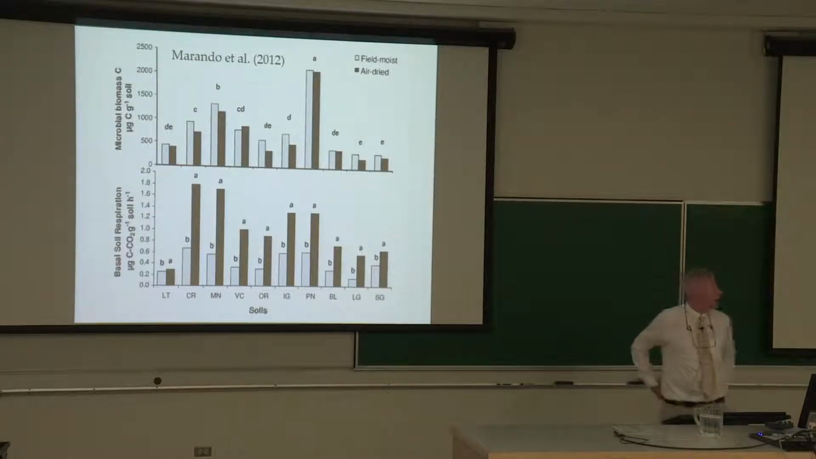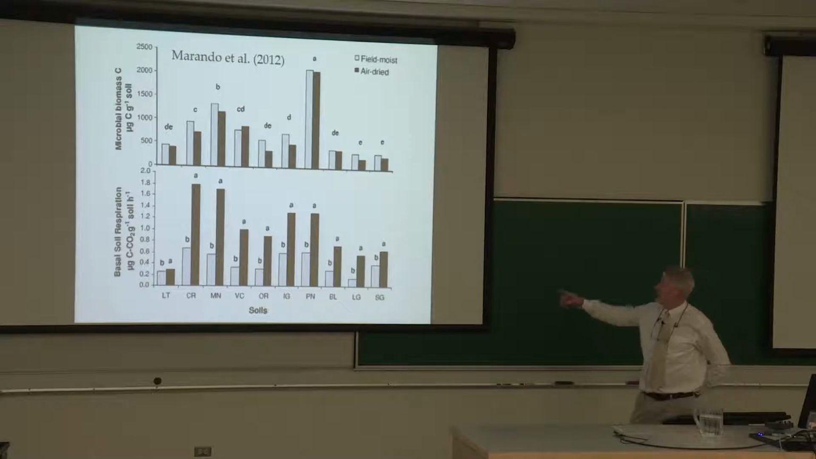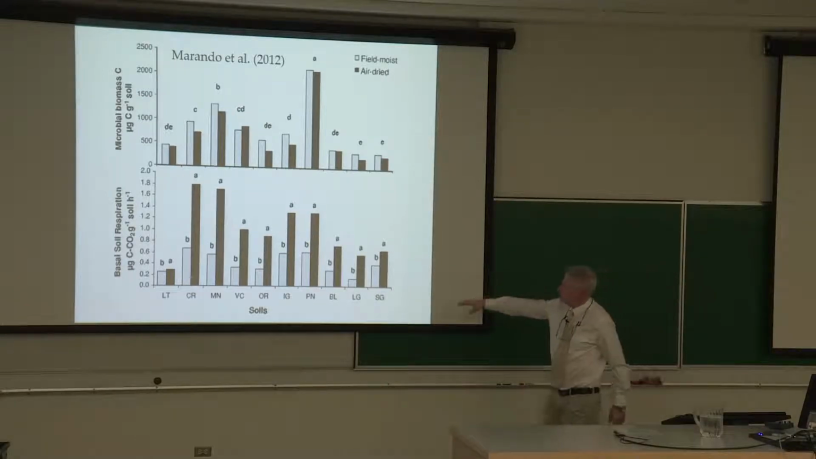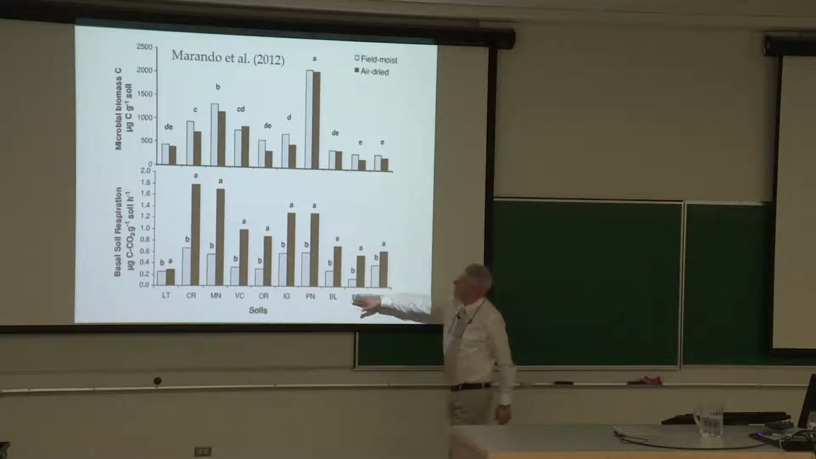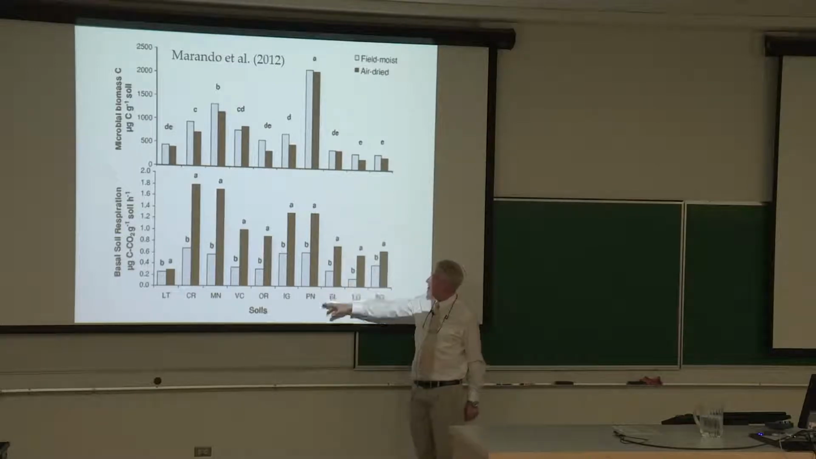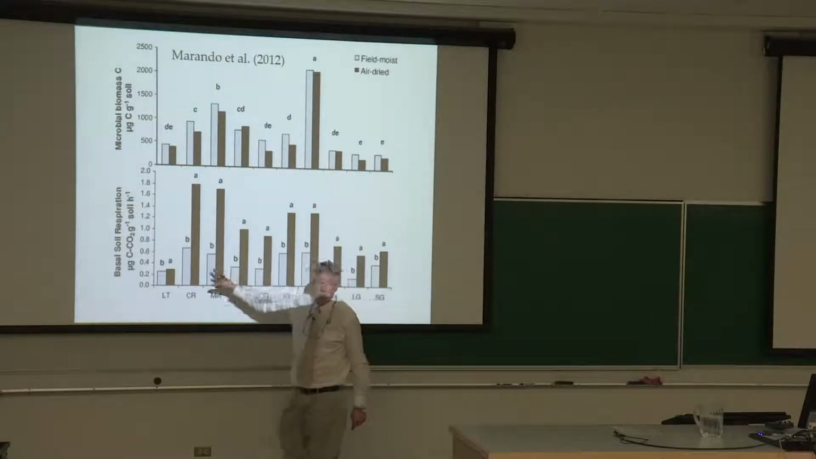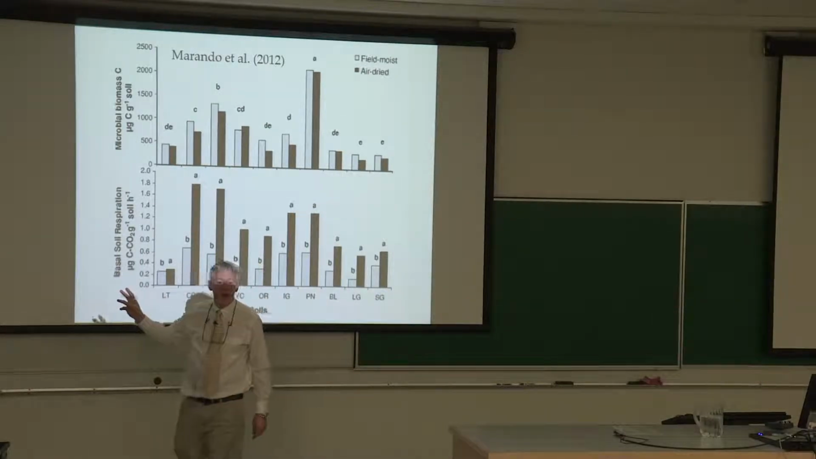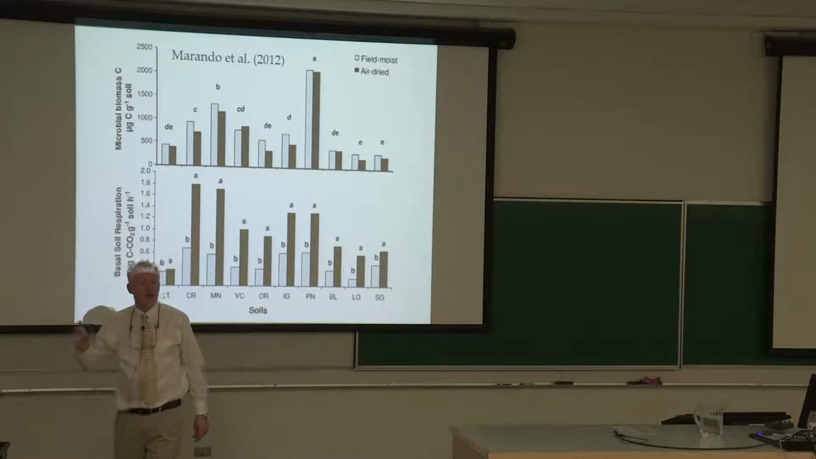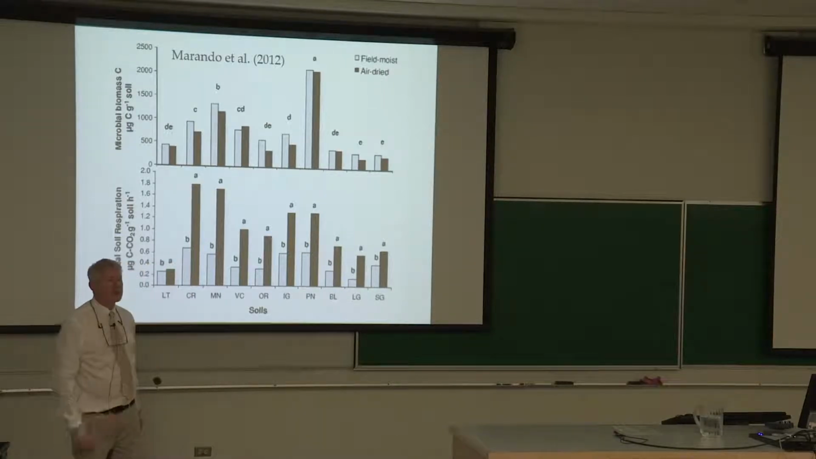The lower figure here is for the respiration. Each pair is for a different soil. The data is from Miranda et al., 2012. And you can see here, here's the Gerst. Here's the stimulation of respiration by, it's all about the drying. You dry the soil and re-wet it, and bang. Off comes the carbon dioxide.